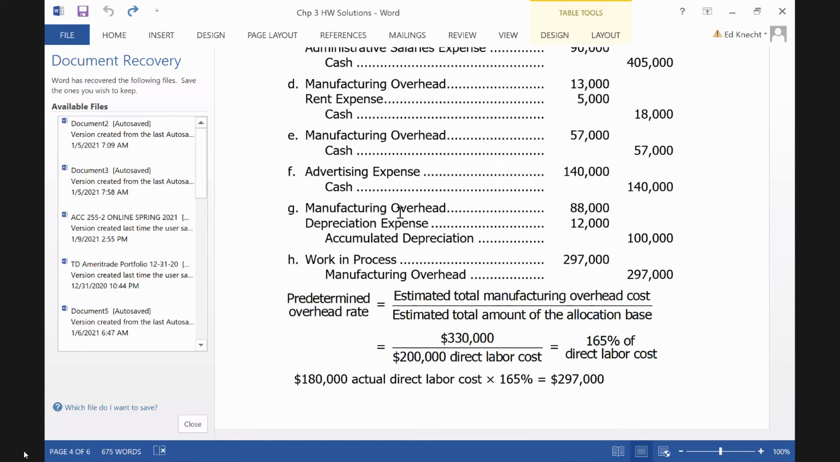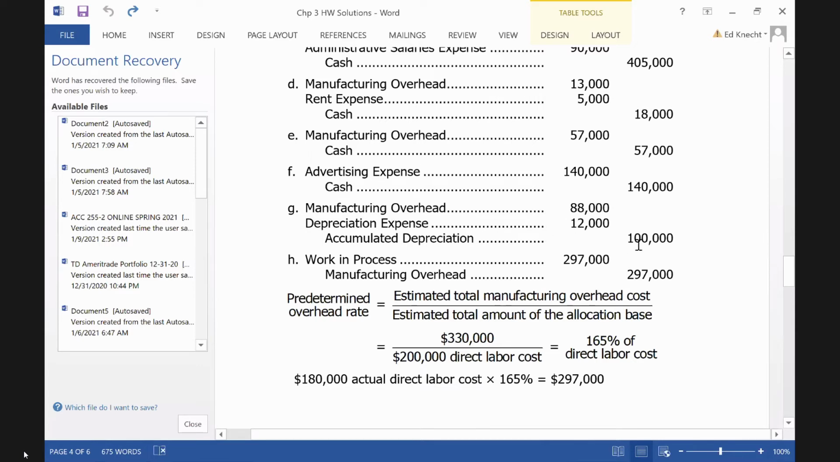That's not a direct cost, it gets debited to manufacturing overhead. So $88,000 of the equipment that's depreciated. The other depreciation is a period cost, on the selling and administrative side. So we're going to debit depreciation expense.